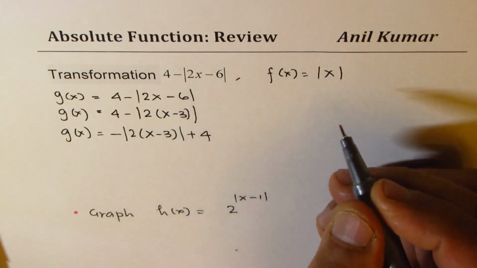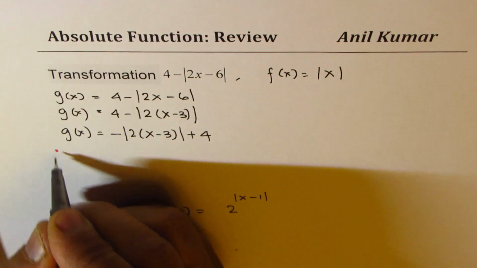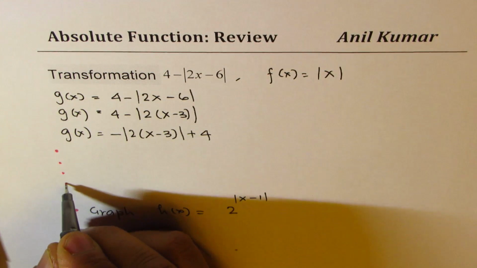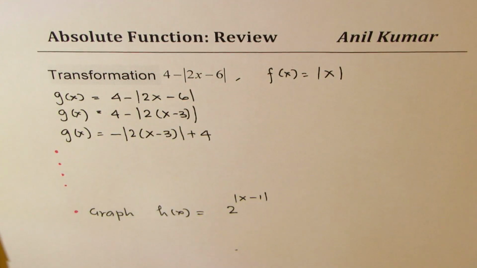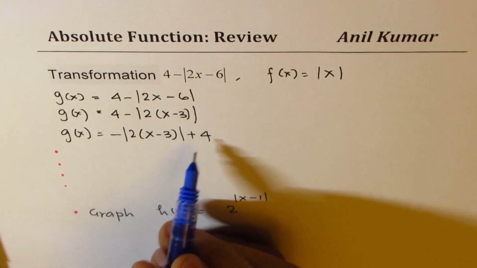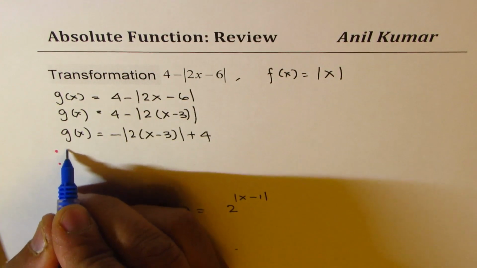So let me list the transformations now, one by one. We'll start from left to right. You should always write the multiplication things, which are stretches, compressions, and reflections, first, and then translations, right? So this means reflection on.